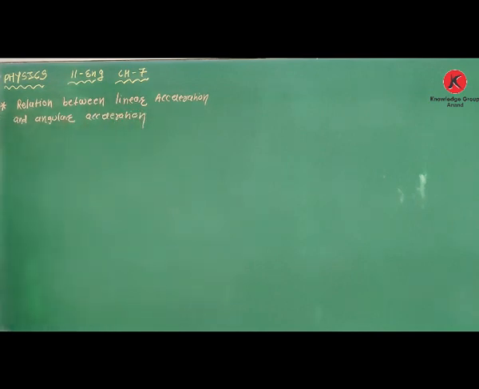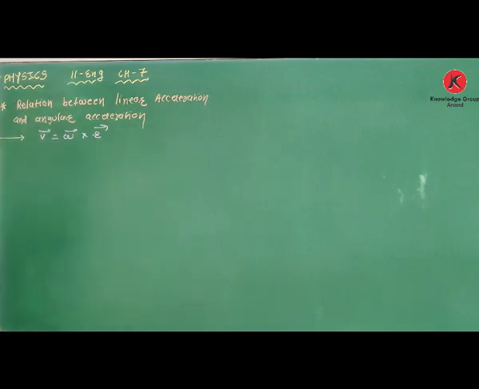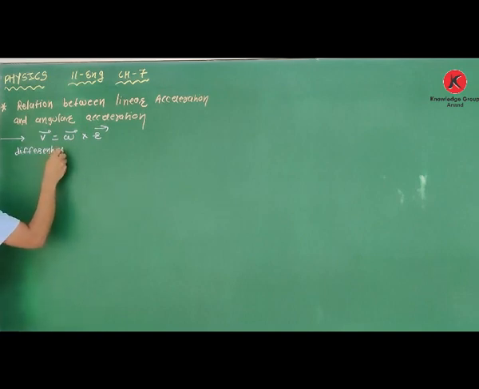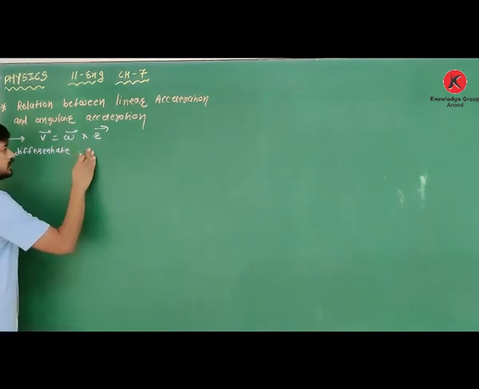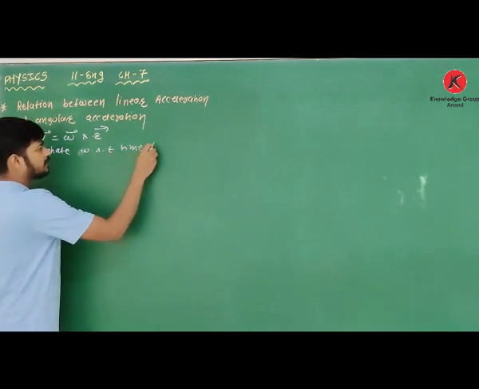Okay, yes, we will start from the relation that we obtained in the last lecture. That is v is equal to omega cross r. You cannot write v is equal to r cross omega. Now we will differentiate this equation with respect to time t.